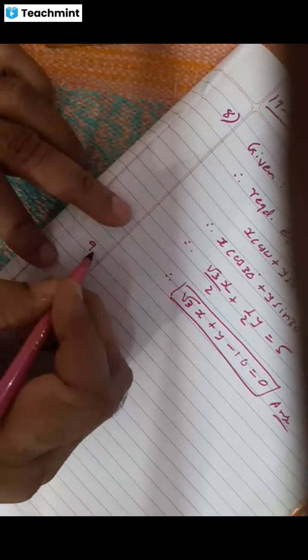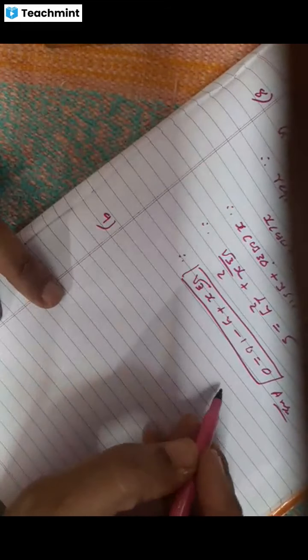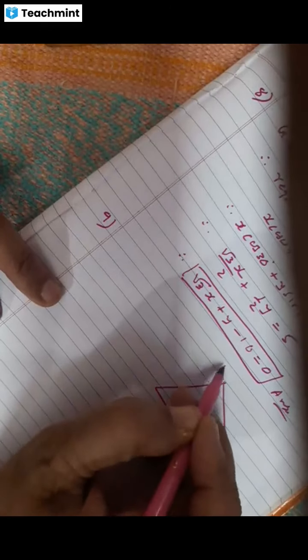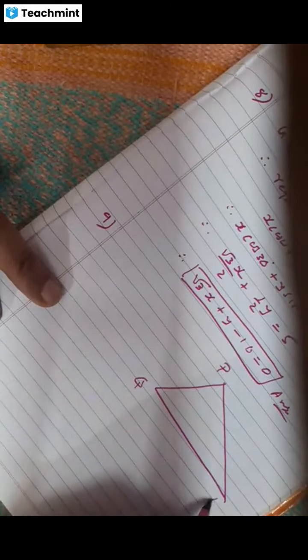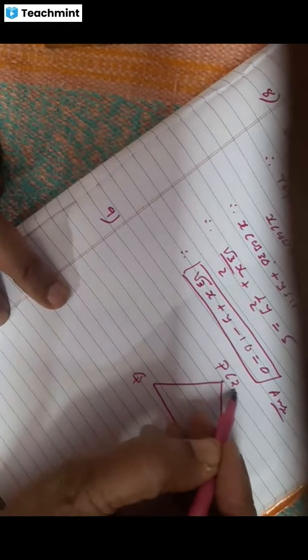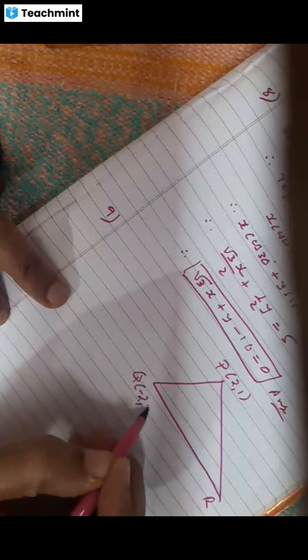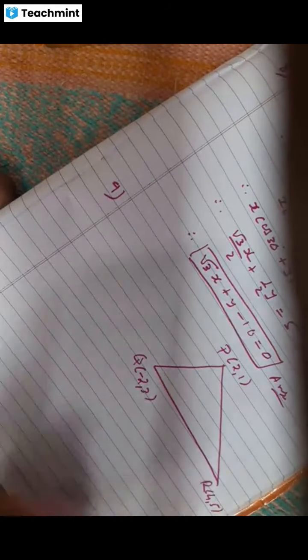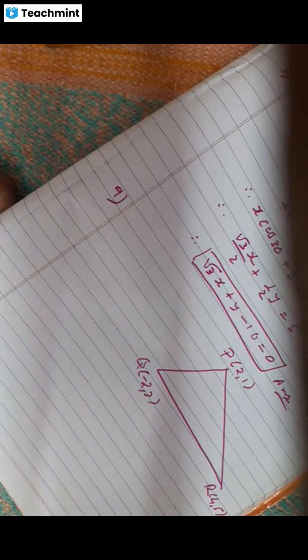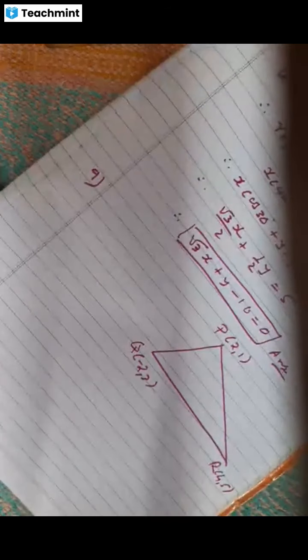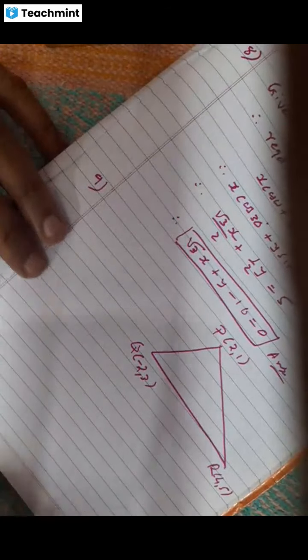In sum 9, in the triangle PQR, the vertices are given. See, triangle PQR, I'm just drawing it rough, no need for a perfect diagram. The coordinates of P, Q, R are given: P is 2, 1. Q is minus 2, 3. And the coordinates of R is 4, 5. Now, what is the question asked? Find the equation of the median through the vertex R.